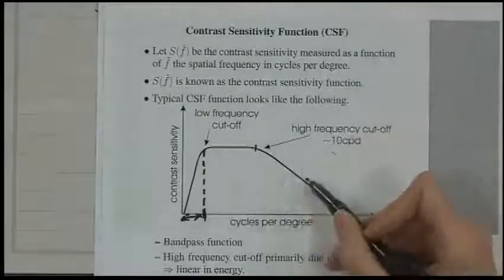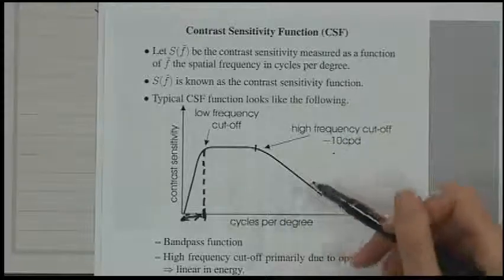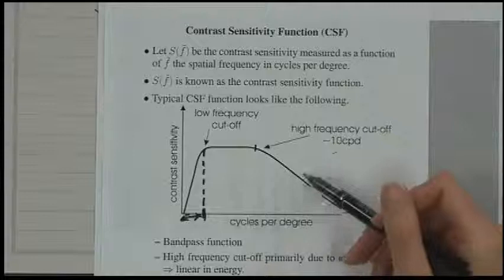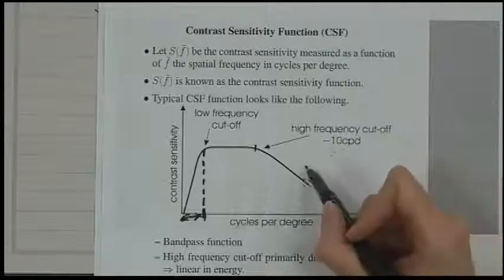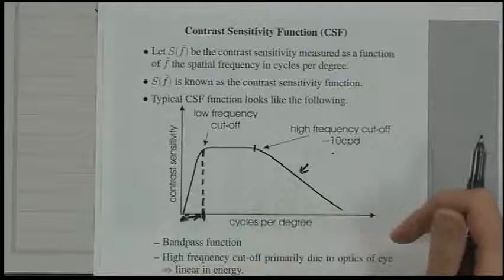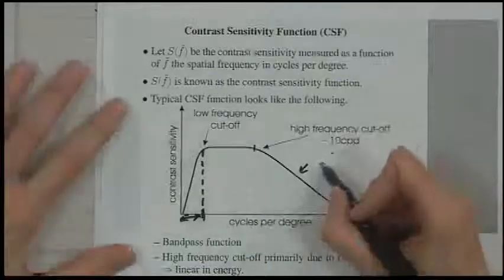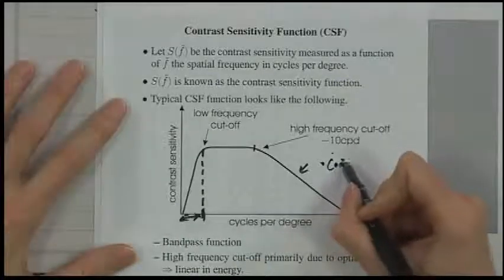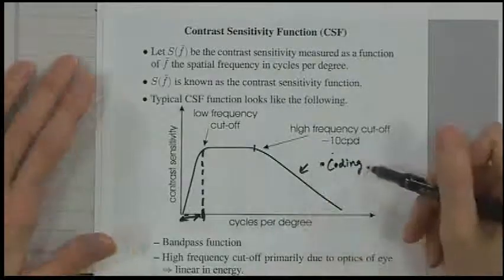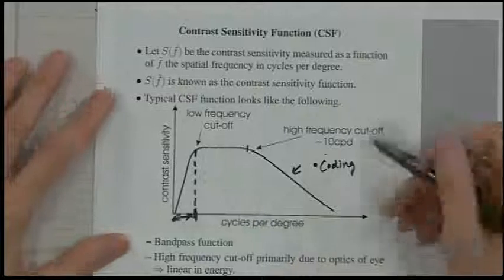This portion of the graph is very important when you're designing imaging systems, and you can exploit this very well. There's a couple applications where this section becomes very important when you design imaging systems. One is coding, what you're going to do at the very last lab. This is essentially image compression.